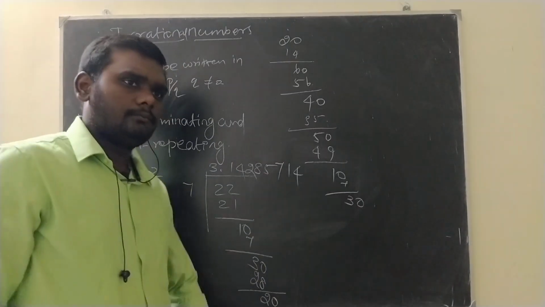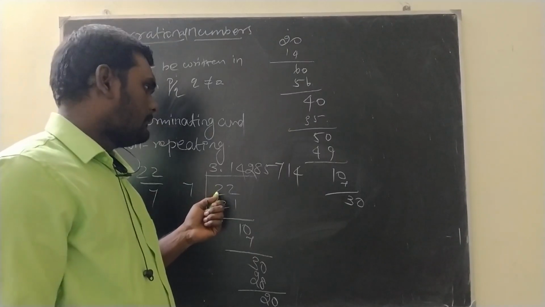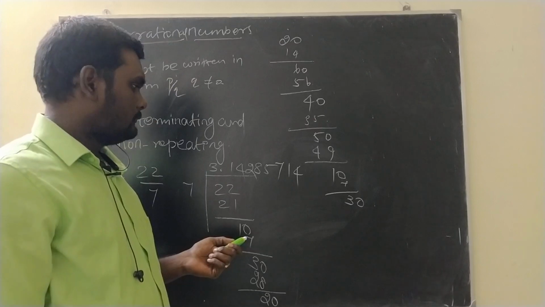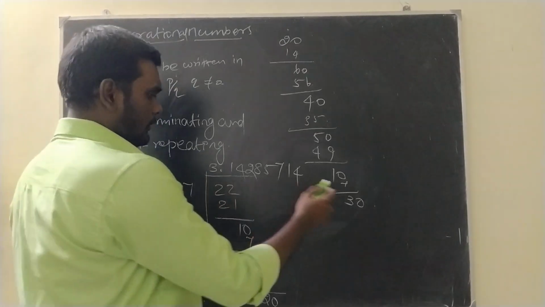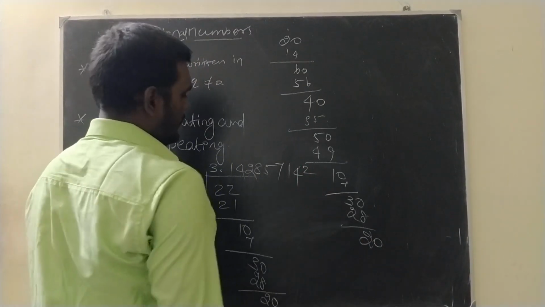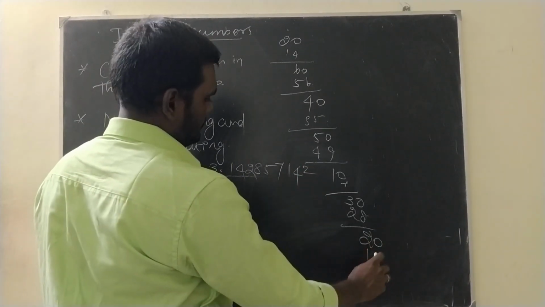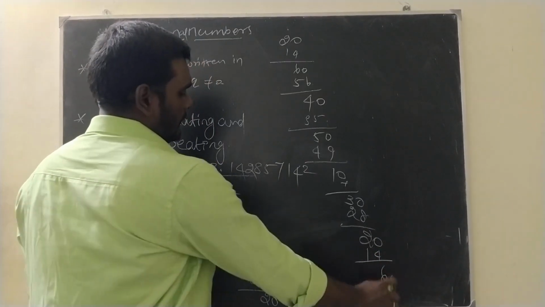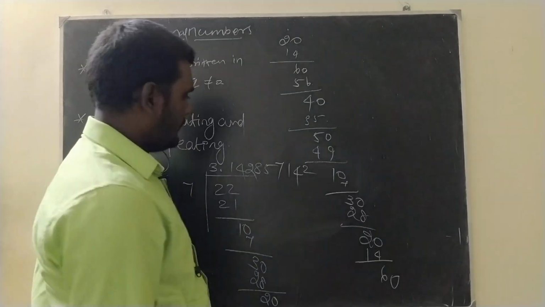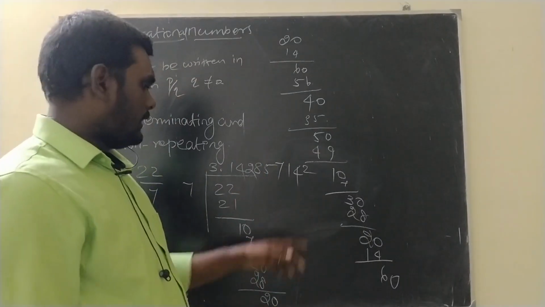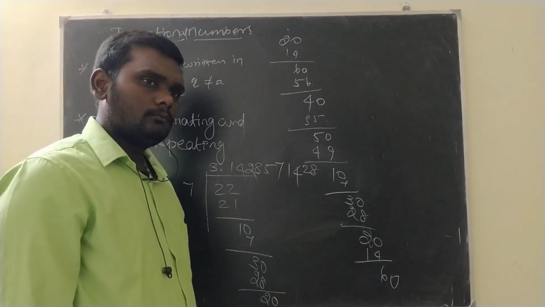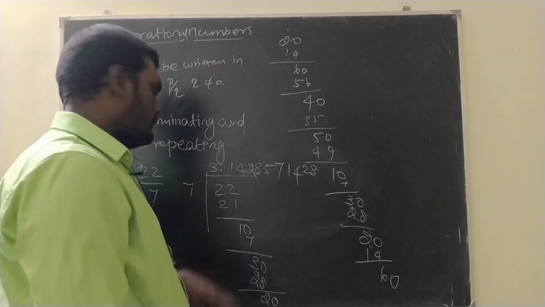No, it should not repeat. Oh, is it? Again 4 means 28, 2, 0, again 2 means 14, 6, 0, again 2, 8, 5, 7, 1, 4, 2, again 8 will come. Why is it repeating? It should not repeat.